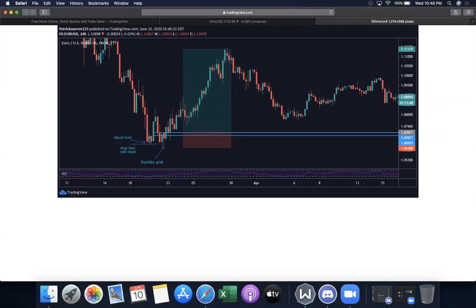Equal lows. You see how that's a double bottom here? And then they take out the lows of the double bottom and then they take it up. If they just hold at the support, let me highlight it real quick. So if they just hold here, right, this is where everyone's buying. That's why you see them wick down to hit the stops first and hit those sell stops before they go up. Because if they just shoot up here, all the retail traders trading this double bottom would have profited.